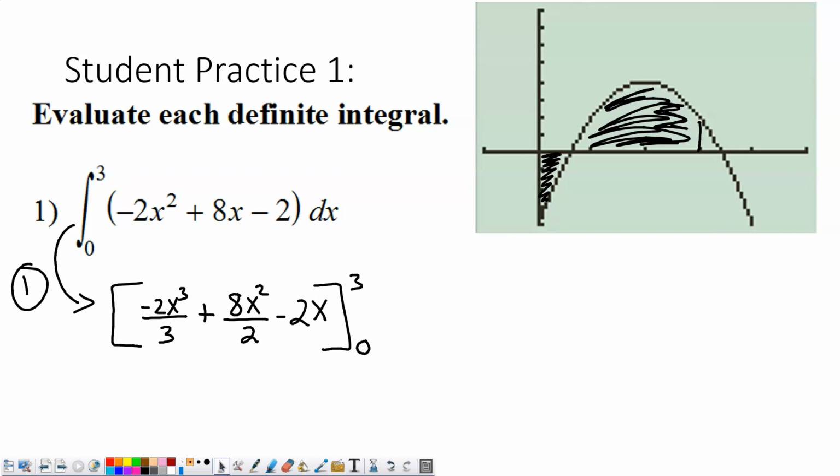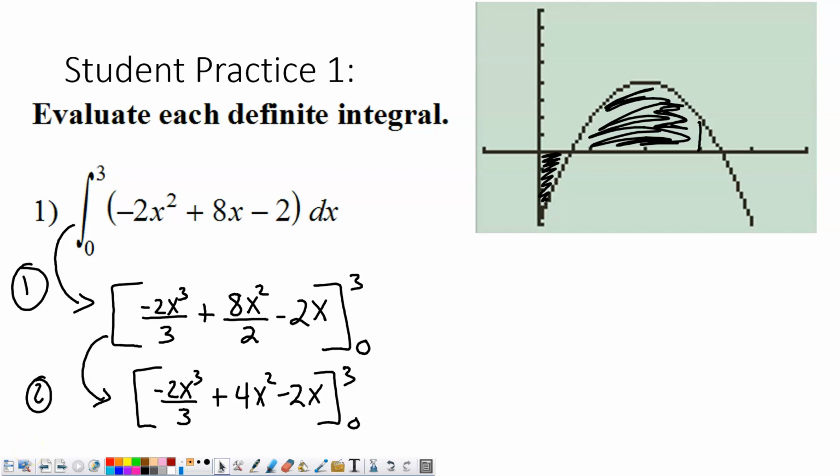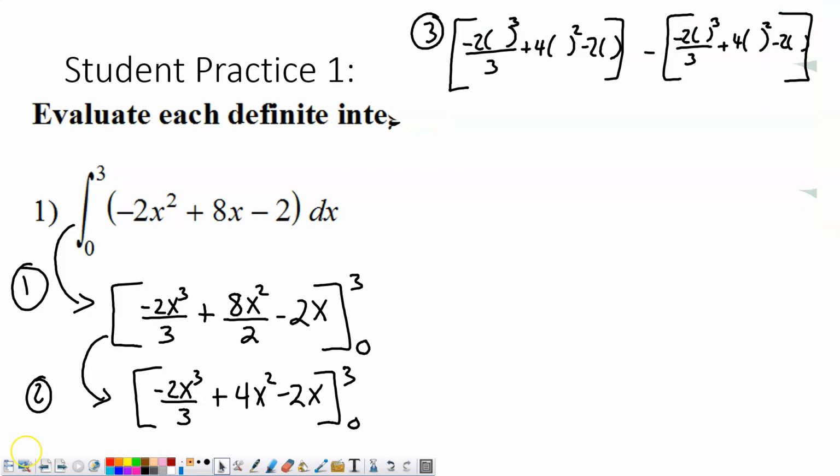Pause the video and try the second step. There you go. Second step's pretty straightforward, guys. No big surprises there. You just had to simplify the 8 over 2 to become 4. All right, now this is the step that matters. All I want you to do is set it up. Go ahead and do step 3. I don't want you to do any math. You're just setting it up, okay? So go ahead and do step 3. Pause the video here. This is the drum roll one.